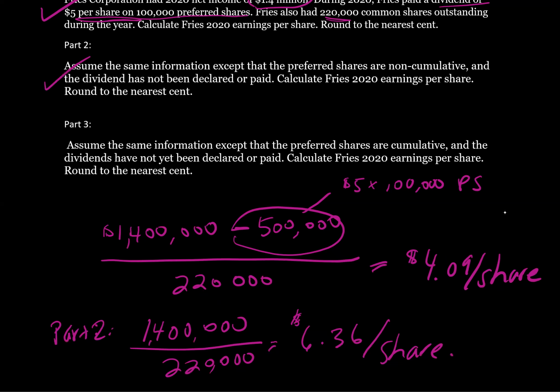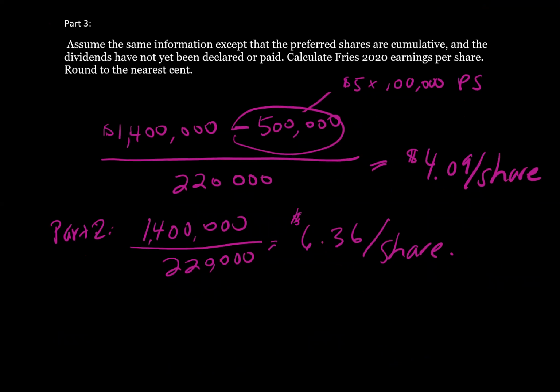Assume the same information except that the preferred shares are cumulative and the dividend has not been declared or paid. Calculate Fry's 2020 earnings per share. Well, interestingly enough, even though in scenario 1 the dividend was paid and in part 3 we're told the dividend hasn't been declared or paid, the calculation is exactly the same.